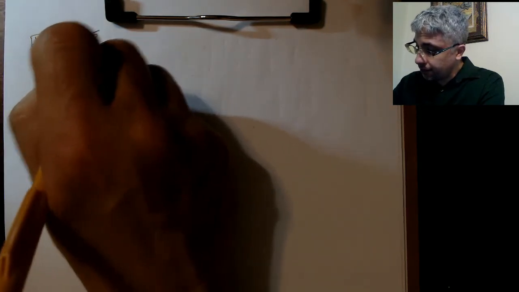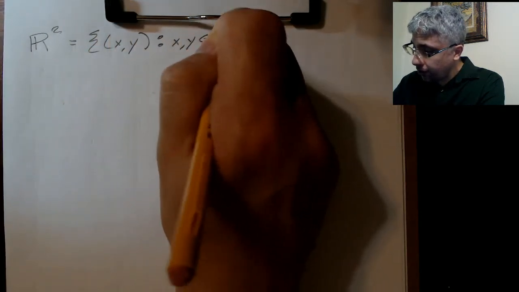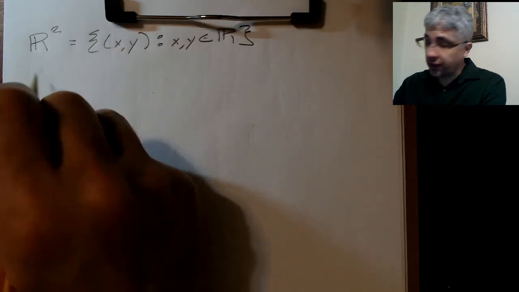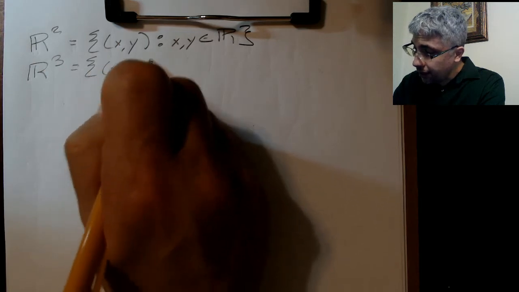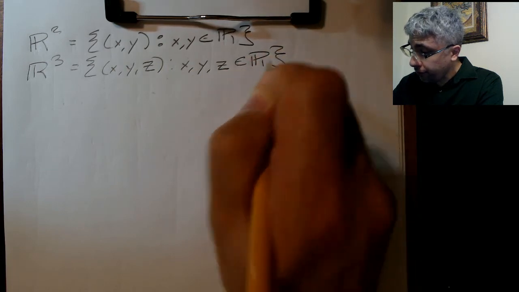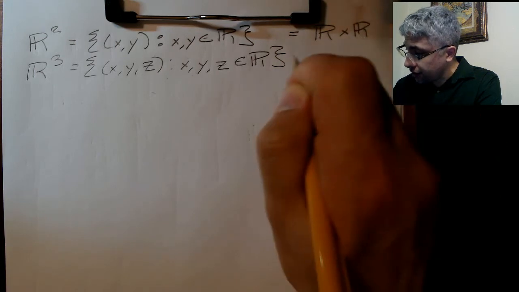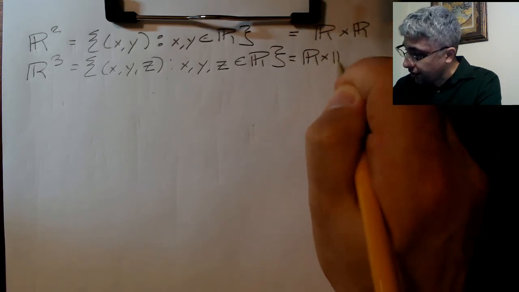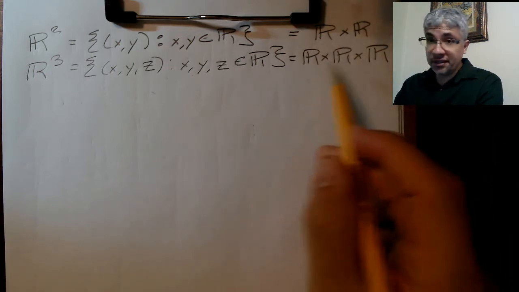So the book starts off by just remarking that many of you have heard of R2, which is the set of pairs (x, y) so that x and y are real. And of course, you could define R3, which is the set of (x, y, z) so that x, y, and z are real. And this is also described as, or by definition, equal to R crossed with R, and this is R crossed with R crossed with R. Because that's what it means to take the Cartesian product.